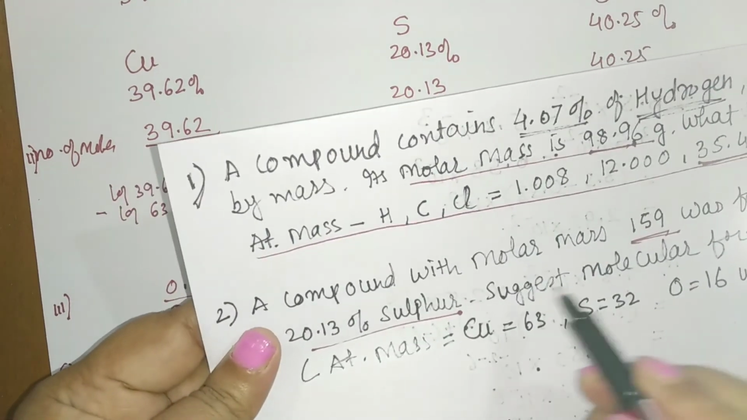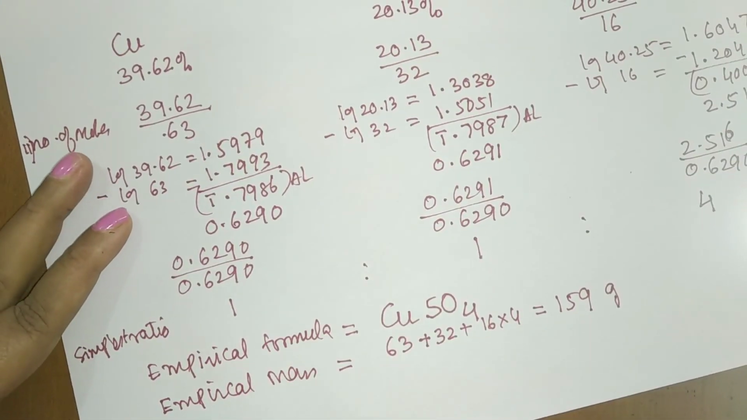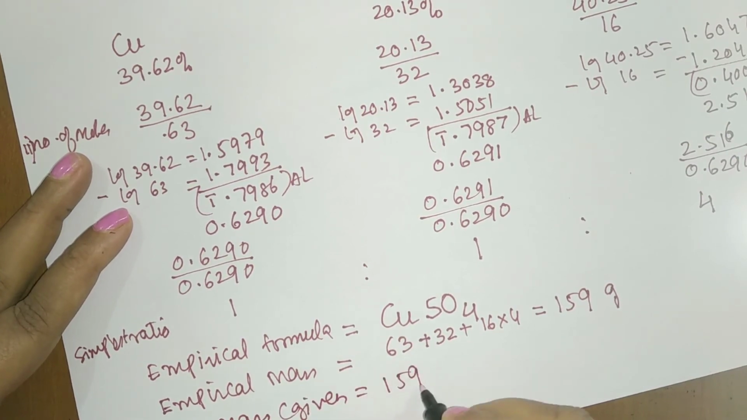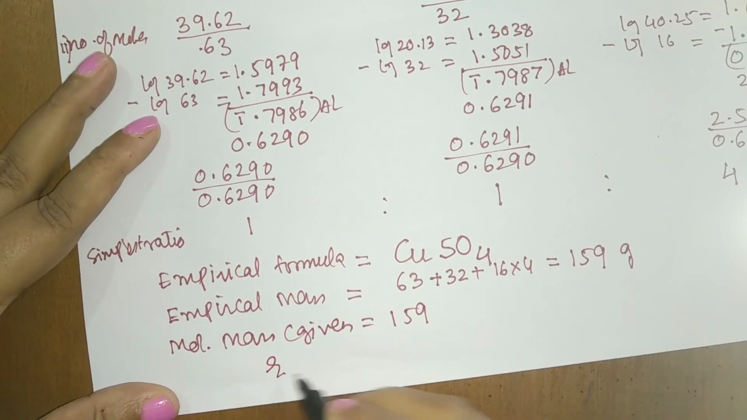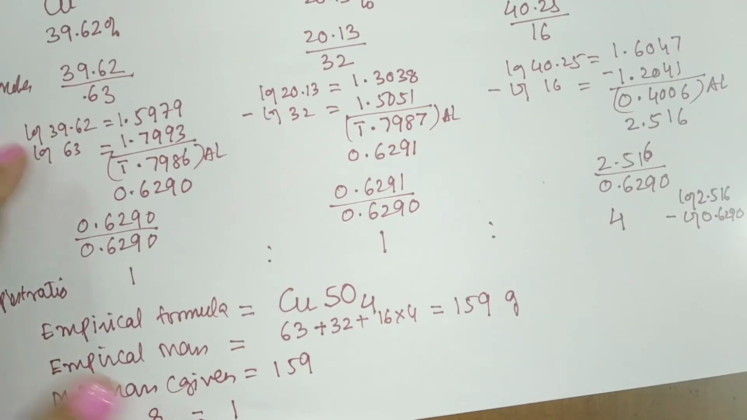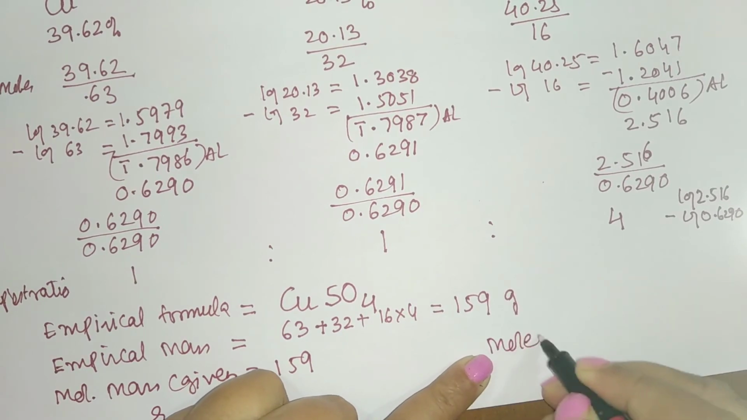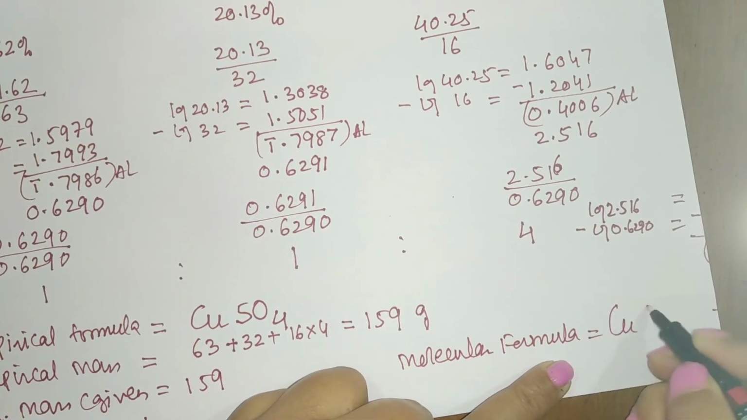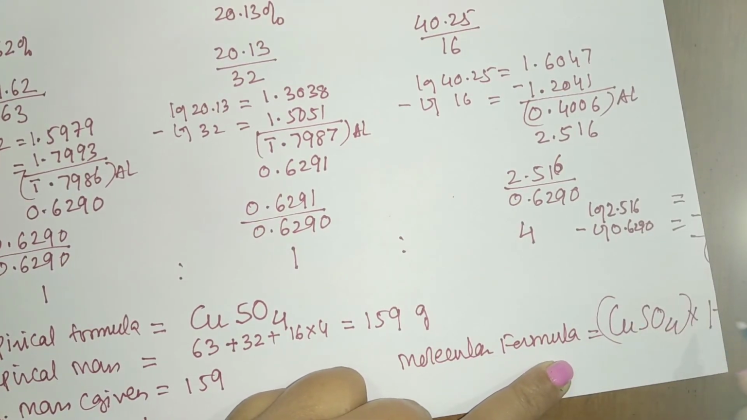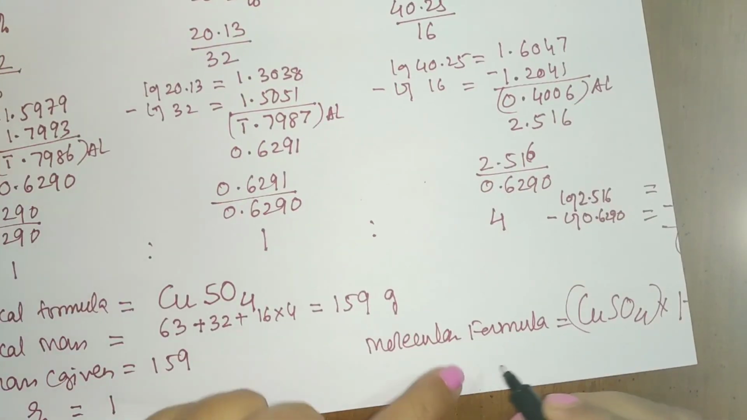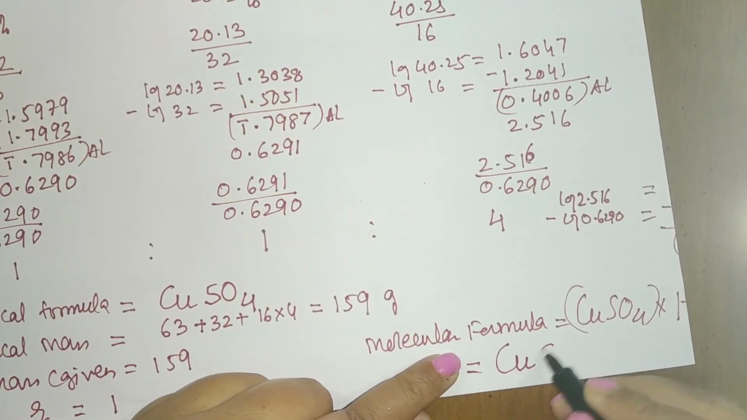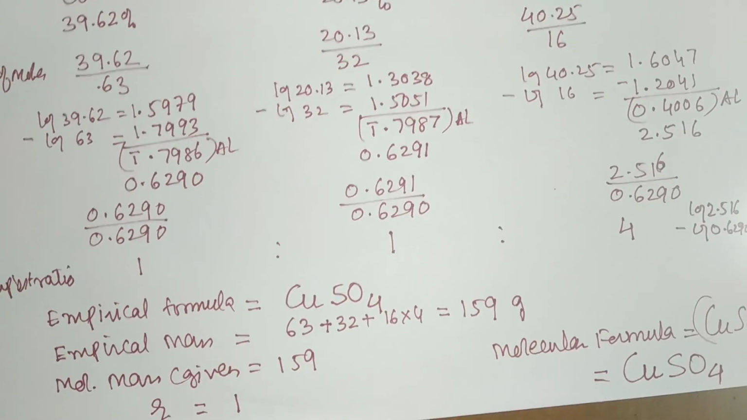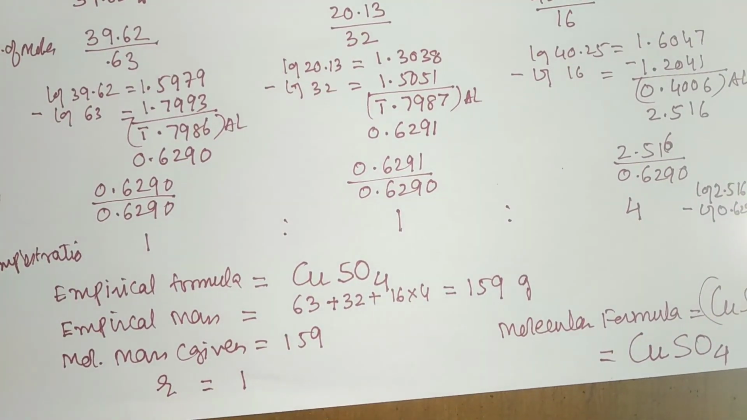Now in the problem they have given the molar mass and that is 159. So when the molar mass which is given in the problem is also 159, what will be the value of R, student? R is equal to 1. So what is the molecular formula? Molecular formula is equal to CuSO4 into 1. Means its molecular and empirical formula is same. So your answer here is CuSO4. Students, when the R value is 1, then the empirical and the molecular formula will be same.